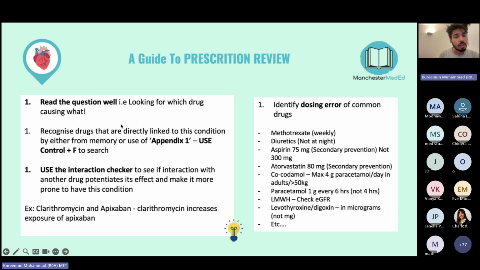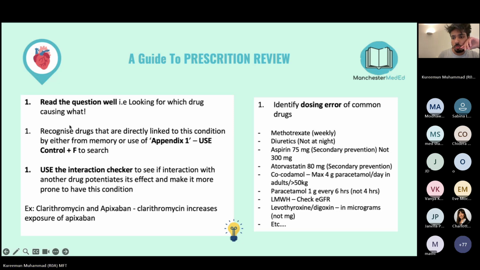So that's the second one. And then the third one, use if you don't find all of your drugs, that's when you use your interaction checker to see if any interaction with any other drug potentiates its effect. So for this one, clarithromycin and apixaban have an interaction. Clarithromycin increases the exposure of apixaban. So I could see in the previous answer, like in the chat, that clarithromycin interacts with statin. For the first answer, it wouldn't be it because statin and clarithromycin doesn't increase your risk of bleeding. Its interaction matters, while we're looking at causes of melena here.